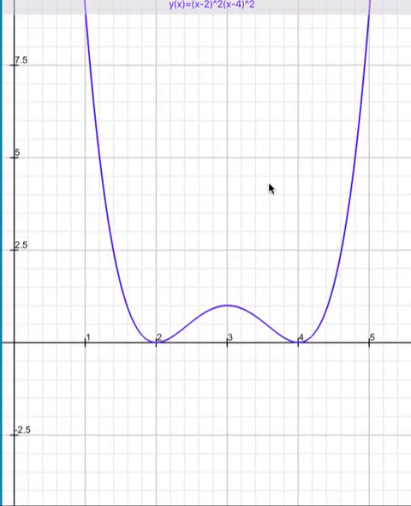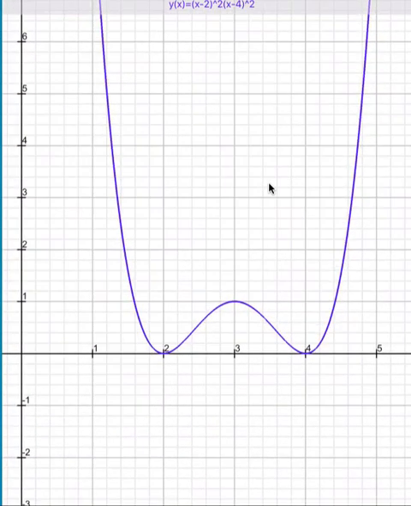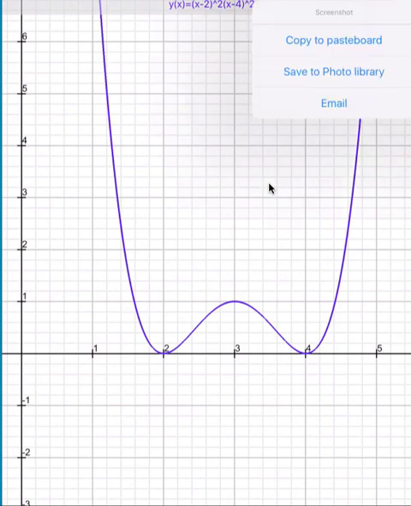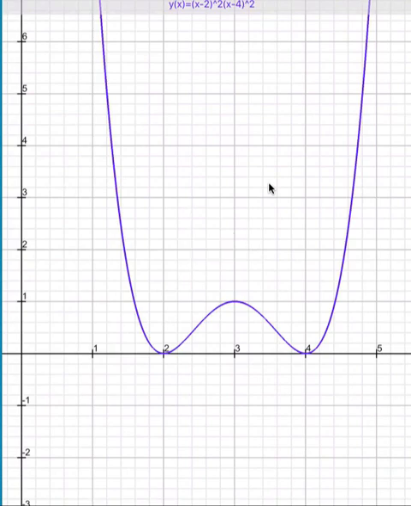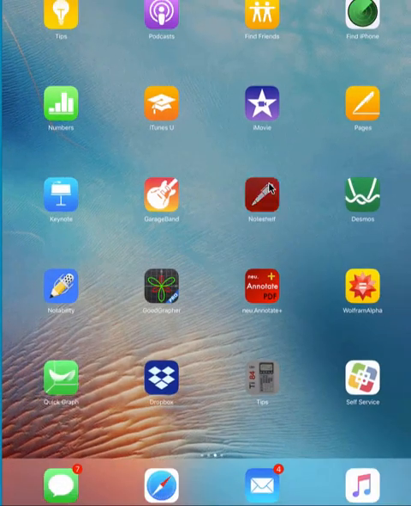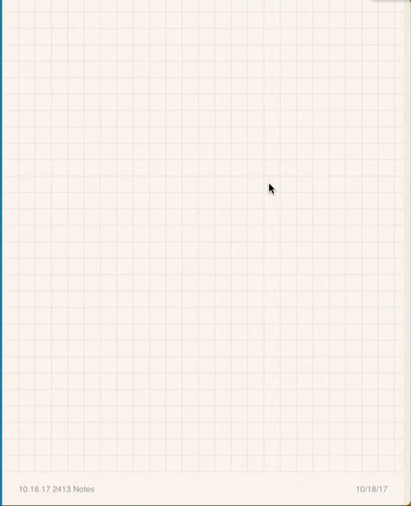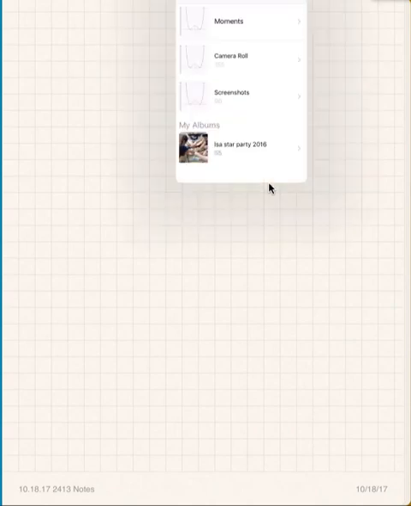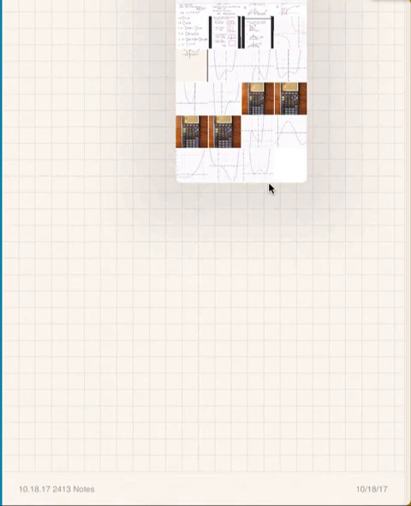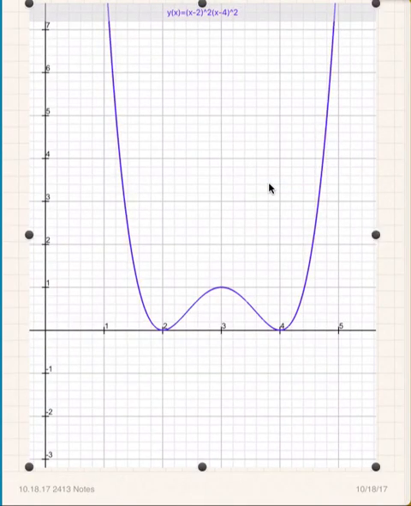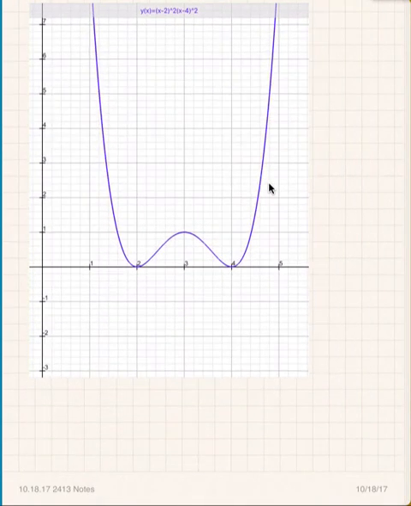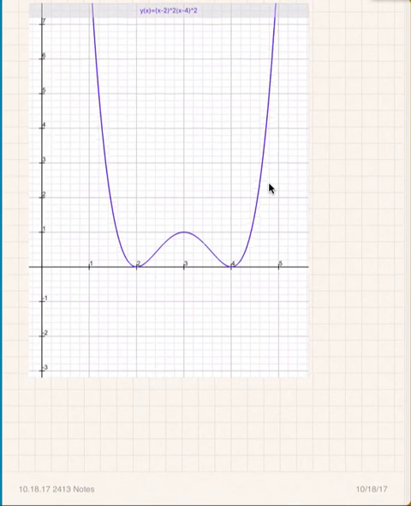You get a graph that looks something like this one right here. And so let's go ahead and take a picture of this so we can draw on it. And go back to my graph right here. We're going to go on the next page, and we're going to pull that picture off, and just paste that in there. Okay, so there we go.